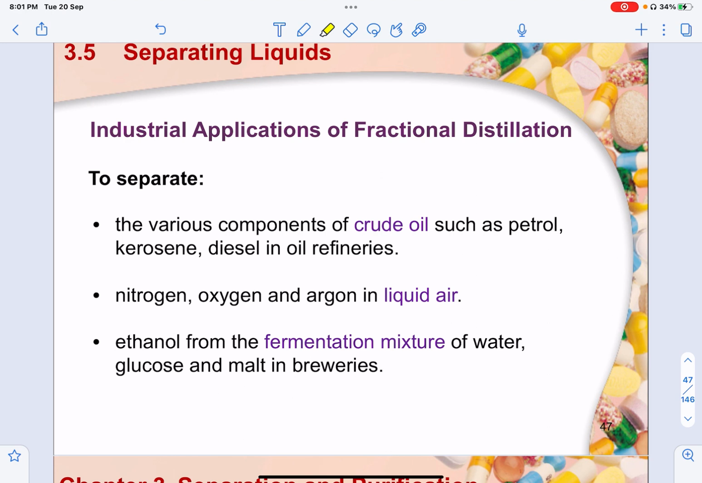Nitrogen, oxygen, and argon can also be obtained from liquid air. How do we do it? We get the air, we cool it, and condense it into liquid air. Then we put it through a fractionating column, separating it into its components based on its boiling point. Ethanol from fermentation of a mixture of water, glucose, and malt. So this one is more on the formation of your alcohol or beer.